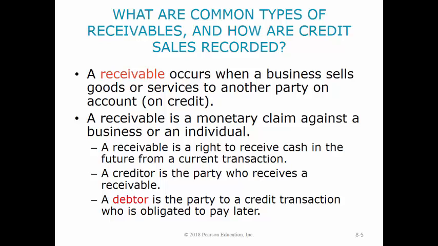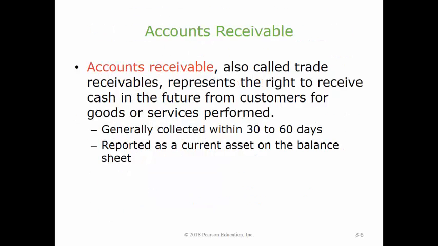It is an asset. Each receivable involves two parties, the creditor and the debtor. The creditor receives a receivable, an asset. The creditor will collect cash from the customer or borrower. The debtor is the party to a credit transaction who takes on an obligation payable, a liability. The debtor will pay cash later. The three major types of receivables are accounts receivable, notes receivable, and other receivables.